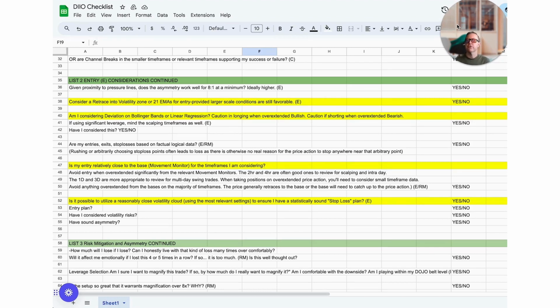Starting with number two, or list two: if you make it through conditions conducive and everything looks great, the next thing to consider would be, where do I enter, right? What might be a good entry point for any given trade I'm considering? So we're going to talk about that. Let's talk about the first question on list two, which is entry considerations. It states, given proximity to pressure lines, does the asymmetry work well for an 8-to-1 at a minimum?